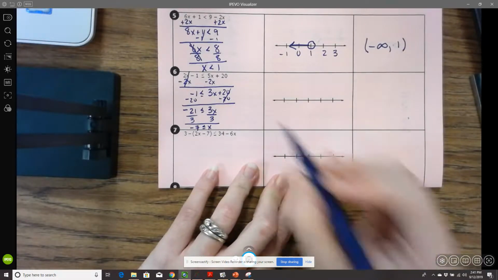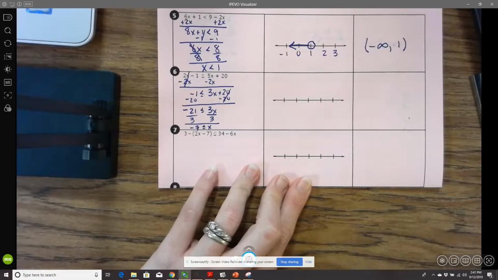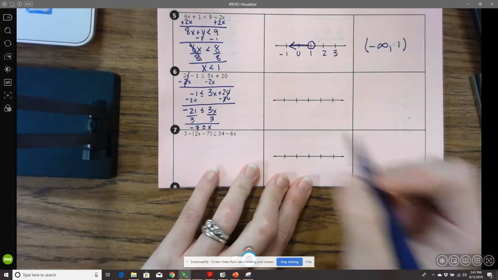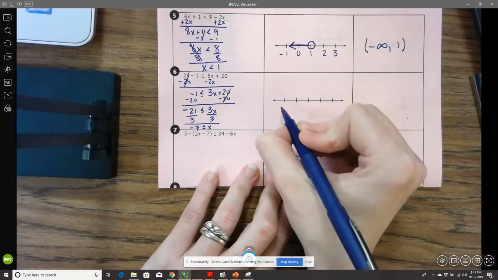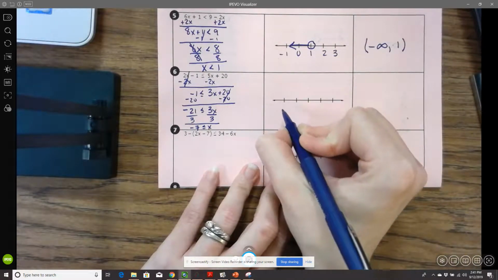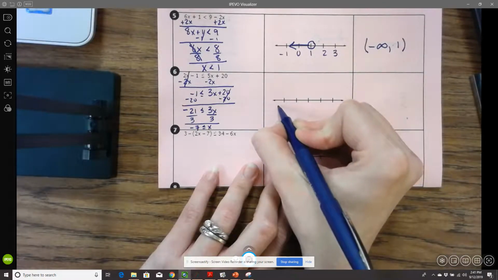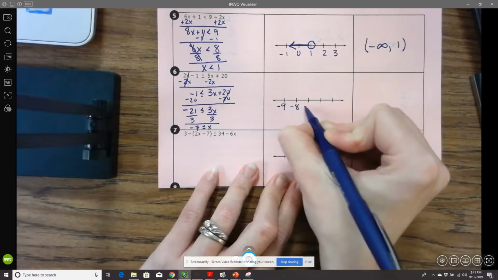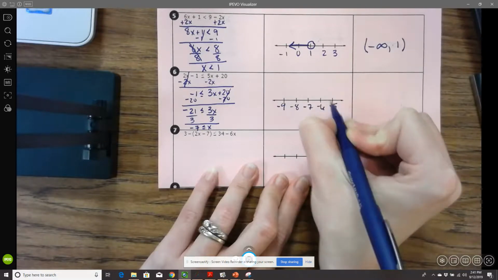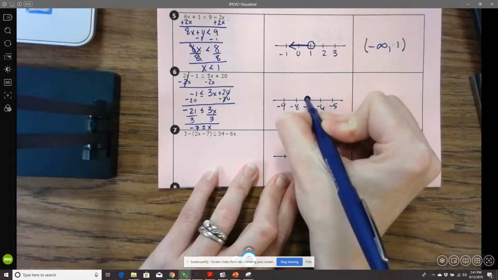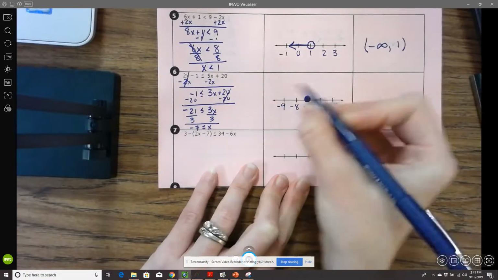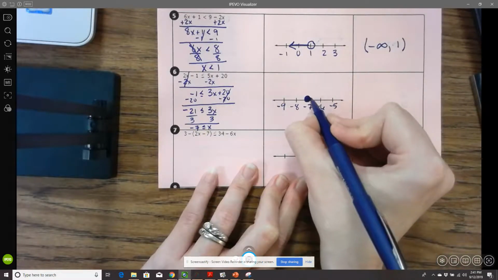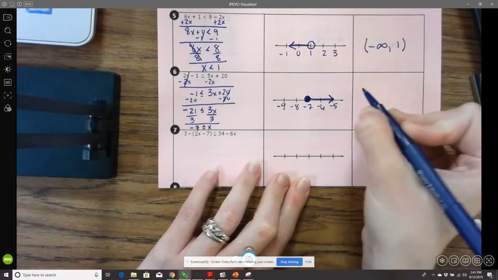And so here, we're going to use a closed circle at negative 7, I apologize. So we're going to count negative 9, negative 8, negative 7, negative 6, negative 5. So closed circle at negative 7. And x is actually greater than negative 7, so it's going to be all the points this way.